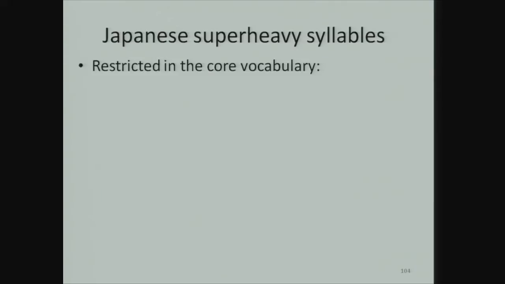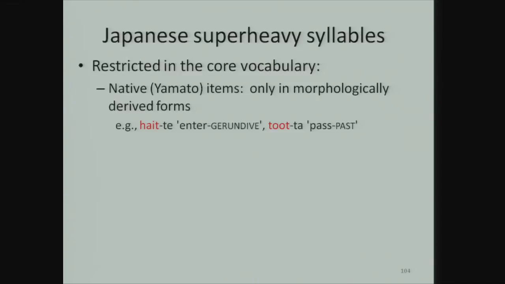In the core vocabulary, the super heavy syllables are very restricted, so native items only in morphologically derived forms like haitte, with a gerundive suffix, totta, past. But in Sino-Japanese items, there are none. So there's a strict size restriction up to bimoraic. They're either monomoraic or bimoraic.